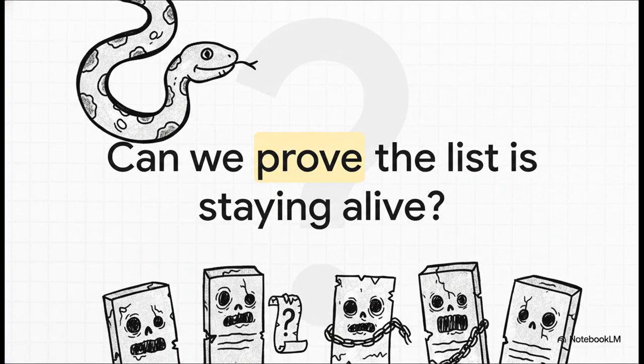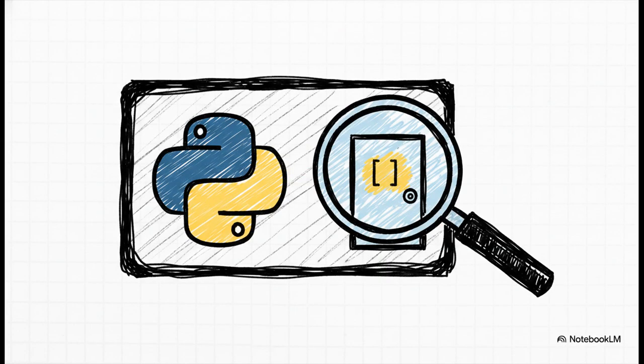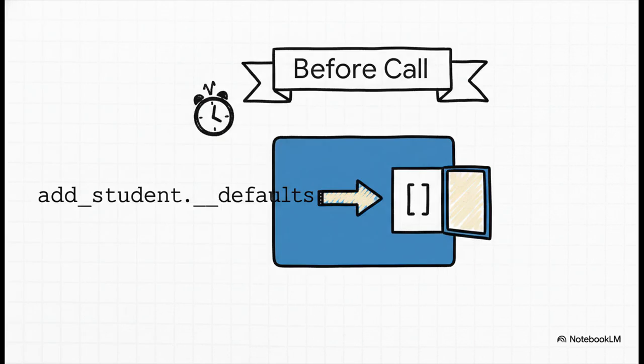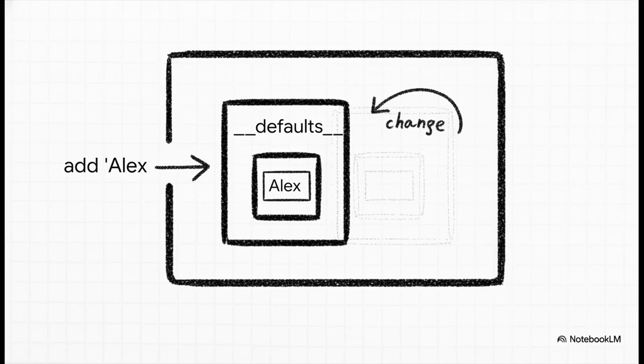So can we actually prove this list is kind of sticking around? Oh yeah, we totally can. Functions have this hidden attribute where they stash their default arguments. It's called __defaults__. And look, before we even run the function, you can see the empty list just sitting there. Now, after adding Alex, the default argument itself has changed. It is literally the same object.